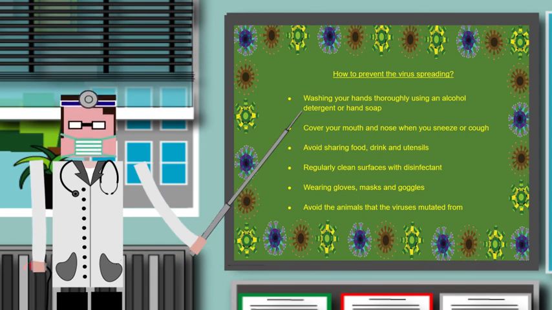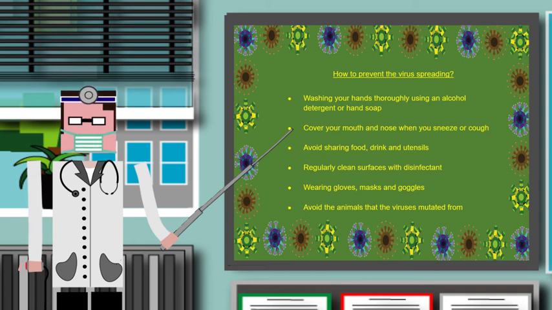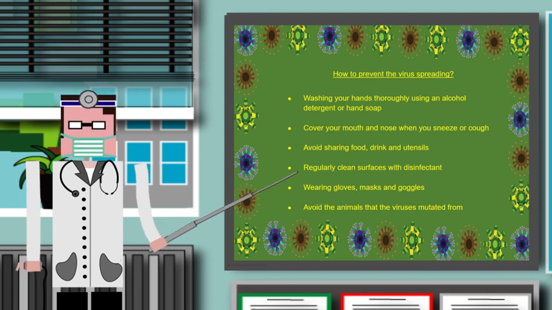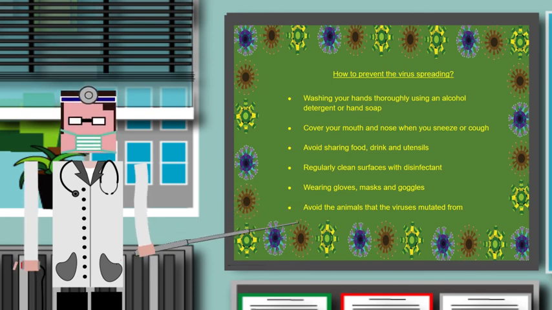How to prevent the virus from spreading? For those individuals who are carriers or not, the ways that you can prevent the viruses from spreading is by washing your hands thoroughly using an alcohol-based sanitizer or hand soap. Cover your mouth and nose when you sneeze or cough. Avoid sharing food, drink, and utensils. Regularly clean surfaces with disinfectant. Wear gloves, masks, and also goggles. And last, avoid the animals that the virus mutated from.